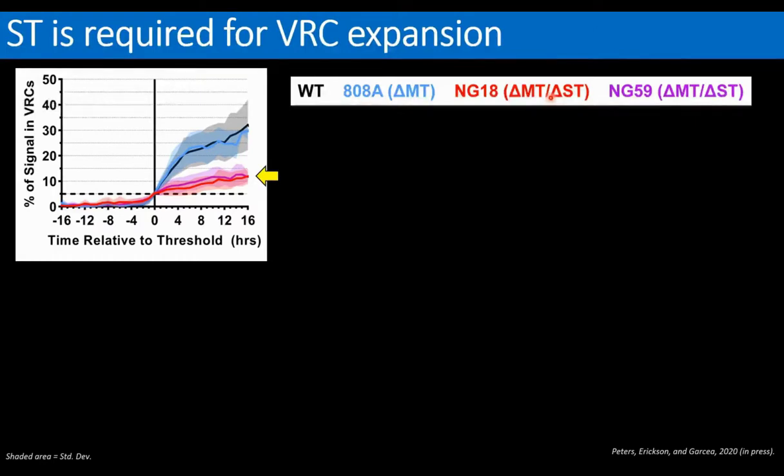To get a better understanding of how the NG18 VRCs were different, I quantified other characteristics that could result in this defect. I'm not going to show the data for this point in particular because it wasn't very interesting, but I quantified the number of replication centers in each cell at this threshold, and there was no difference between conditions. Each virus had about 20 replication centers per cell, plus or minus about 6.